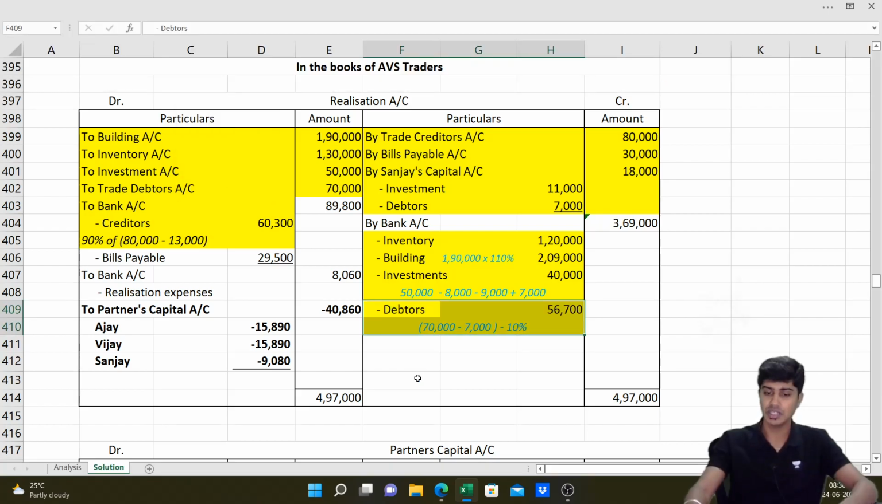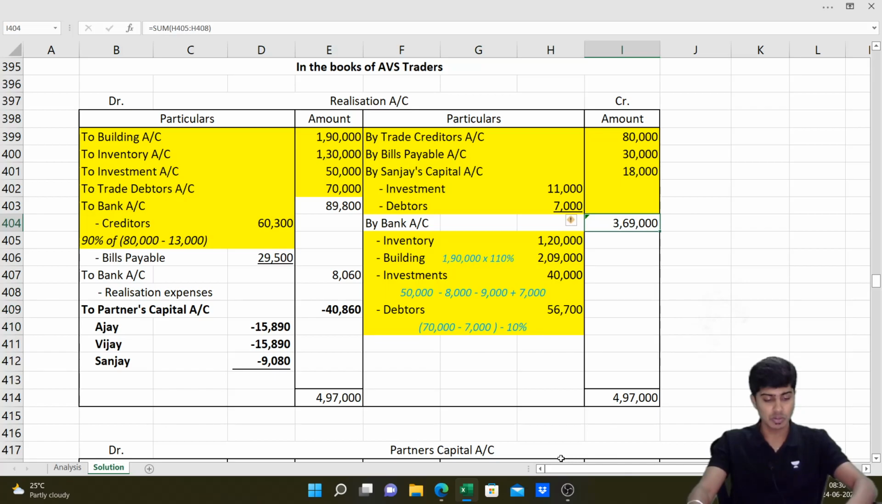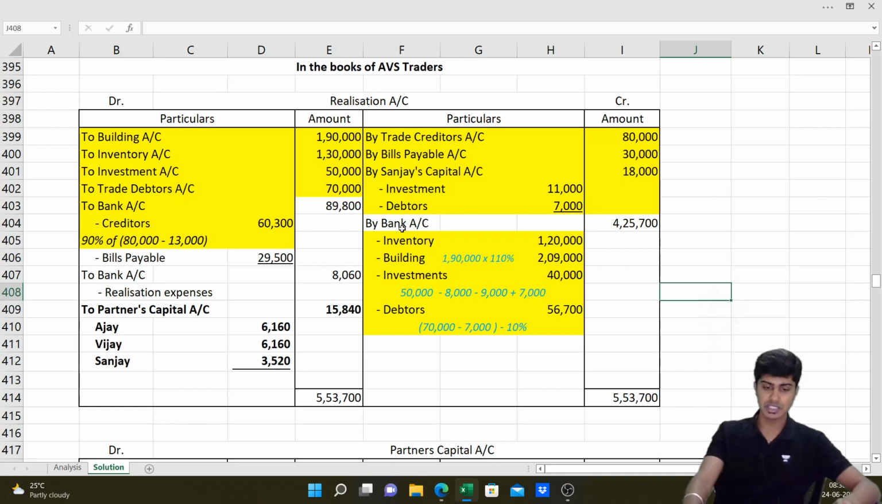And if we take the total of this, how much do we get? Total is only till here. Let me edit this. Yes, 4,25,700 is the amount received.